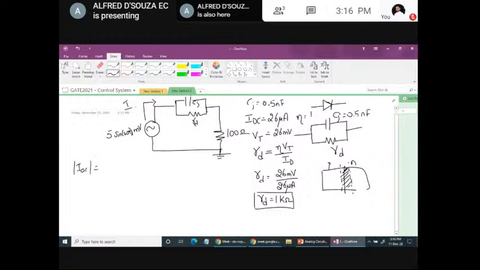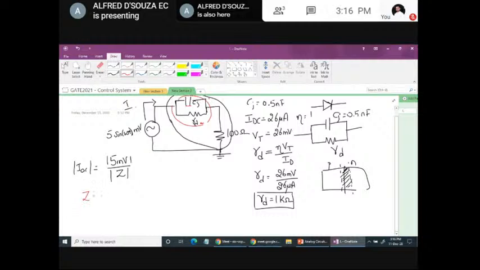The magnitude of the AC current is given by the magnitude of the voltage that is applied, 5 millivolt, divided by the total impedance of this particular part. What is the total impedance? So I'll write it as Z, the magnitude of the total impedance. How can I find Z? It's very easy. You can see here, this capacitor comes in parallel with this Rd. This entire combination is in series with the 100 ohm resistance.